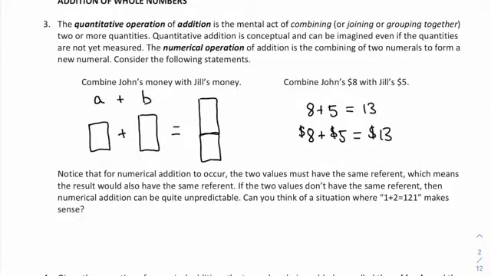The fact that we are just generally thinking of them as things allows you to add 8 and 5 and get 13. But if you had $8 plus 5 apples, what would you say you had 13 of? I mean, you wouldn't be able to say dollars or apples in that case. You'd have to generalize and say 8 somethings plus 5 somethings equals 13 somethings. Let's go back to what is written right here. If two values don't have the same referent, then numerical addition can be quite unpredictable.